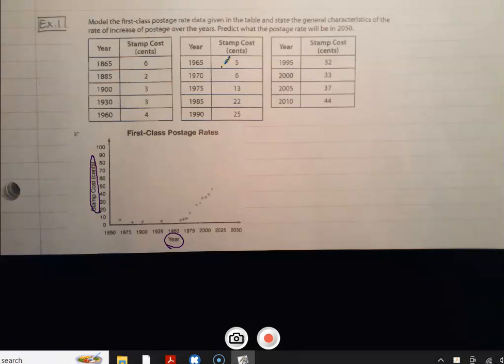All right, so the first thing we want to do is draw that line, okay? So we kind of start here, right? There wasn't any, 1865 was our first stamp, so we start here, kind of goes down, we're going to follow that and come up. Okay, so it kind of keeps going up.